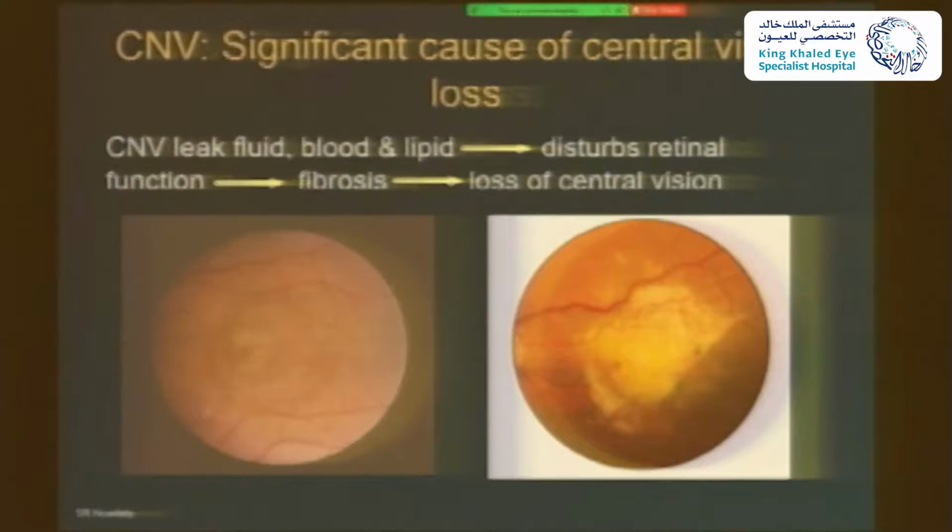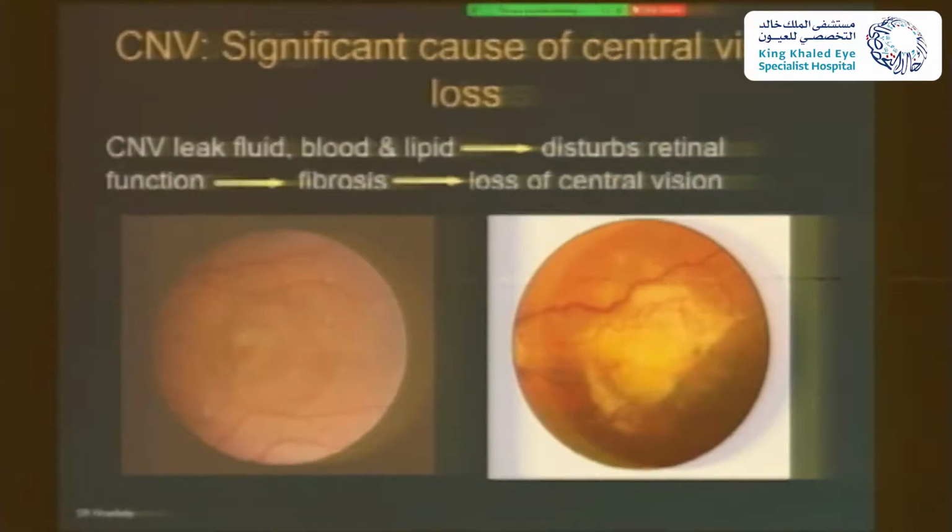Times that, that's what choroidal capillaries do. They leak. Retinal vessels do not leak, but choriocapillaries do. So they're going to do the same thing as they do usually, which is leak fluid, blood, lipid, protein, all that stuff that leaks out of the vessels. And this, of course, is going to disturb the retinal function. The retina likes to stay dry.